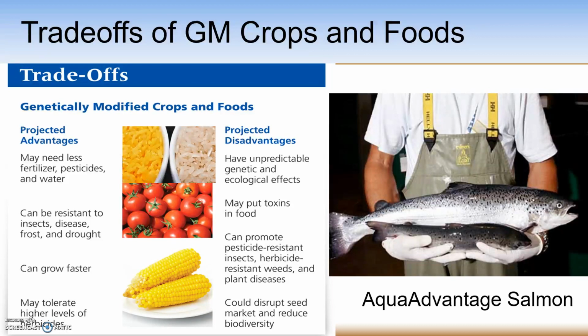Some disadvantages include having unpredictable genetic and ecological impacts. They could put toxins into our food that could have long-term impact on human health. They could promote pesticide-resistant insects and herbicide-resistant weeds, as well as plant diseases, and they could disrupt the seed market and reduce biodiversity, also known as disrupting gene flow.